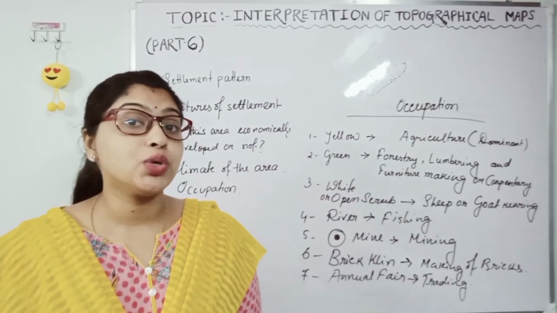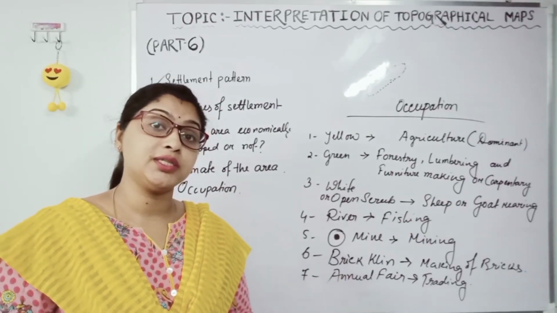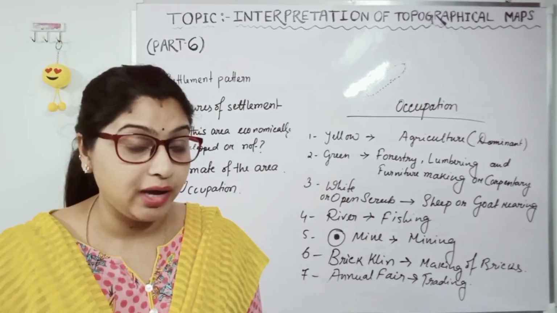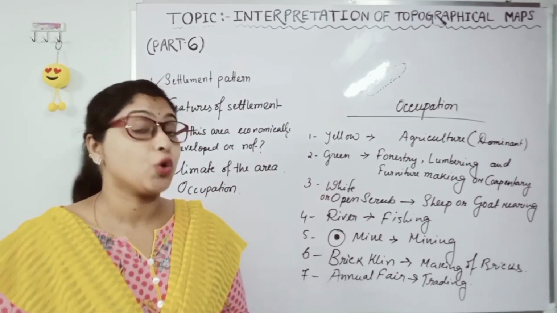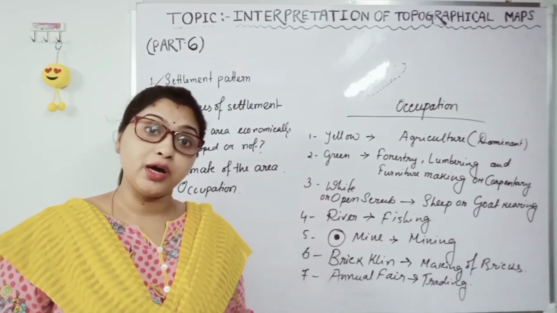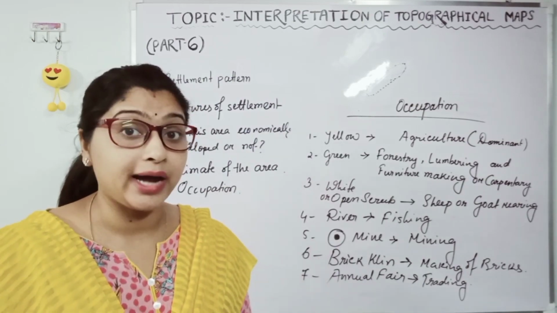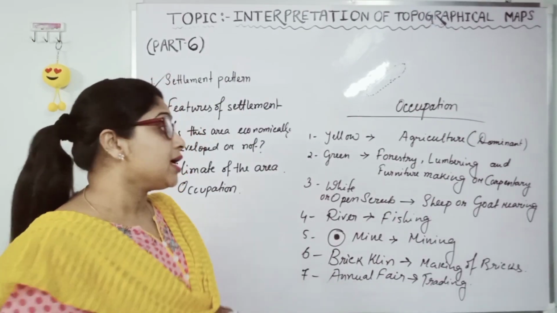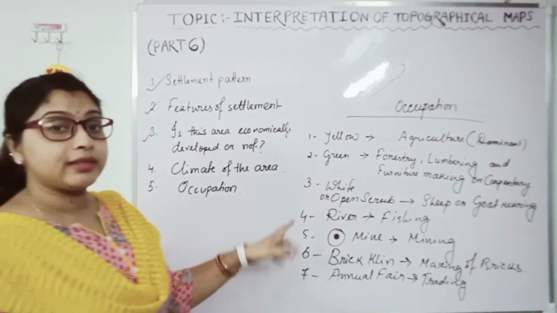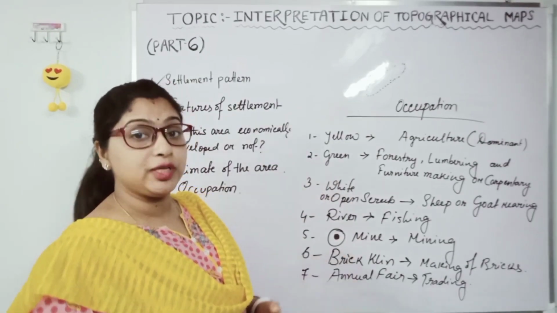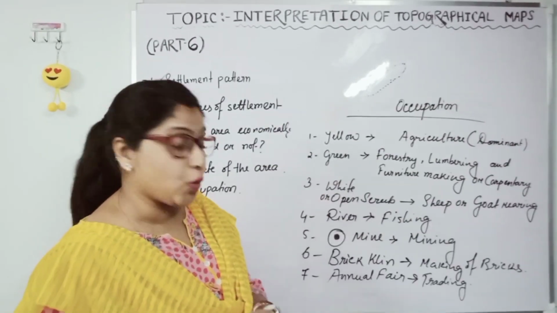How will we get to know what occupations are present in that area or that given topo map? How will we find out how many people are engaged in different occupations? So first we will see the kinds of occupation available in that topo map.